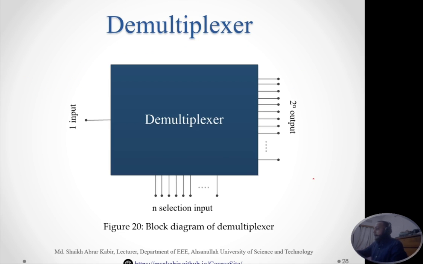So this is the block diagram of a demultiplexer. Here is the one input line, here are the 2 to the power n number of output lines, and these are the n selection input lines.